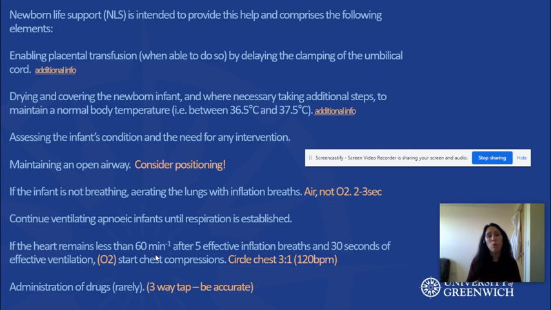So we're used to doing 30 to 2 in adults. In newborns, it's 3 to 1. Why do you think it's 3 to 1? Well, it's because you want to get more oxygen in. Okay. Get the child a little bit older, that turns to 15 to 2. You'll see other countries do it differently. But for us in the UK, we're doing 3 little compressions to 1 ventilation.